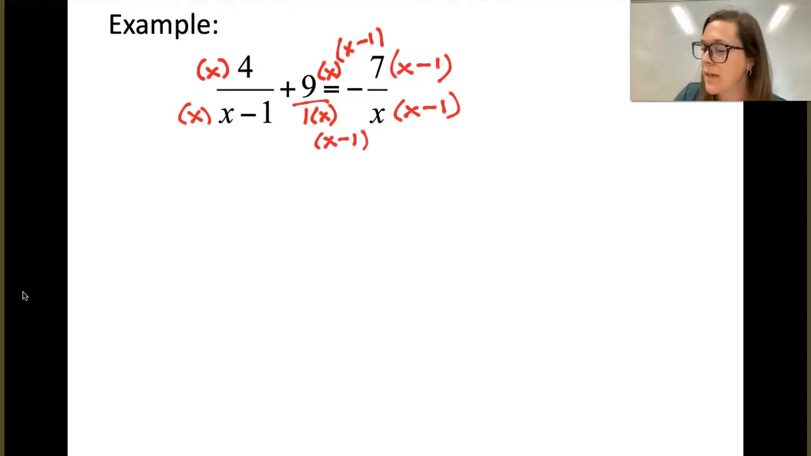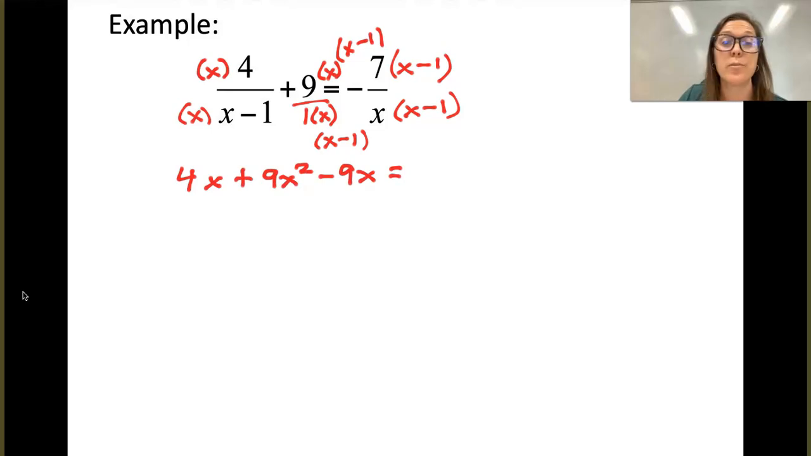So in my numerators, I have a 4x in the first numerator. 9 times x is 9x. Distributing gets you 9x squared minus 9x equals, distributing the -7 gives you -7x plus 7. My quadratic term is 9x squared. It's positive on the left, so let's move everything over and combine like terms.